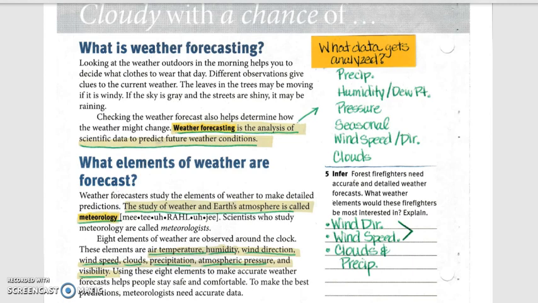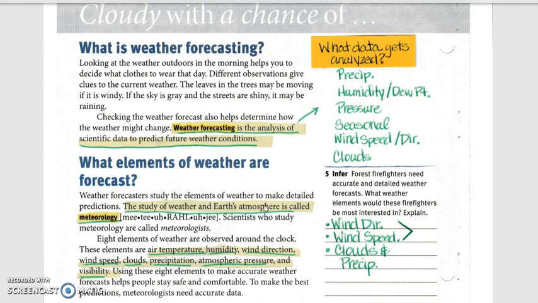All right, we're going to hit the highlights for Unit 8, Lesson 4, and I'm going to start on page 470. First of all, weather forecasting is simply the analysis of scientific data to predict future weather conditions. What data gets analyzed? Well, precipitation, humidity, and dew point, those two things are related. Pressure, air pressure, and then seasonal wind speeds, and seasonal wind direction, that kind of thing. Clouds, all of those things are looked at to make a weather forecast.